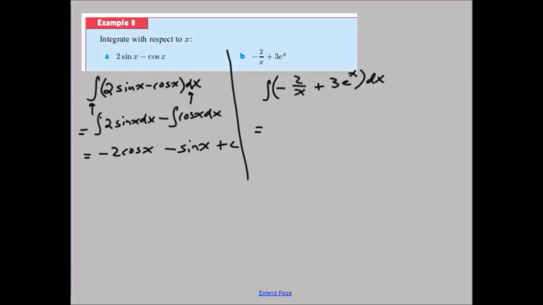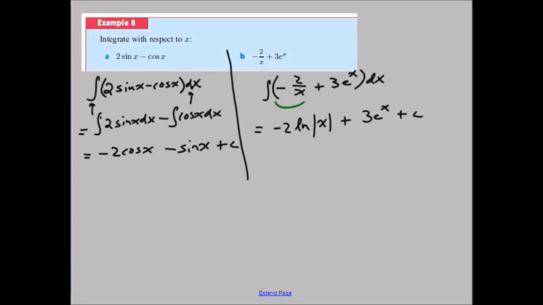So again, each of these terms can be done separately. I won't write them out separately this time around. You know that that can happen. We need to take the integral of this guy. So negative 2 ln absolute value of x would be that part of it. I'm going to show you some more detail down below in a minute. Plus 3e to the power of x plus c.